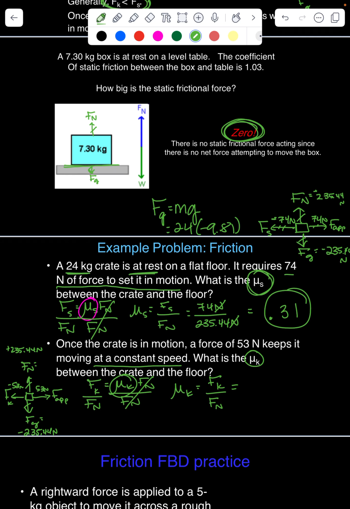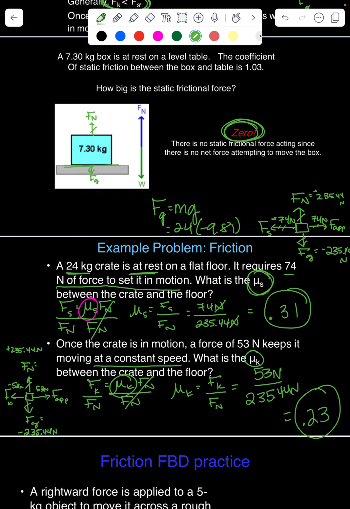All right, so that gives us 53 newtons divided by 235.44 newtons. So we divide 53 divided by 235.44 newtons. That's going to give us a coefficient of 0.23. All right, so now we have our two coefficients.